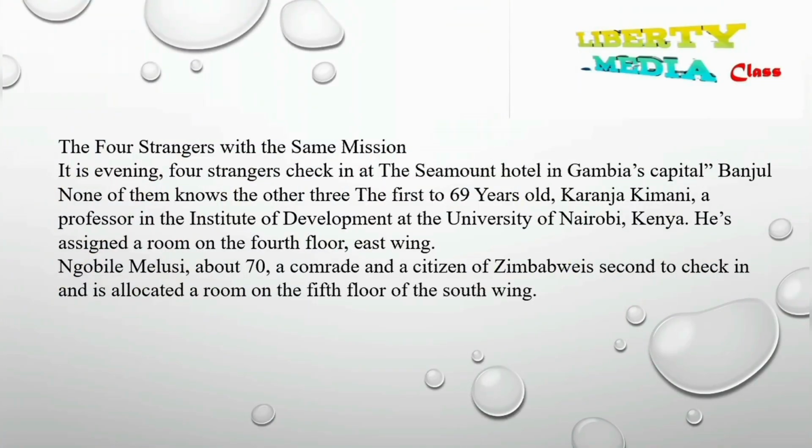Of course, the narrative begins with four strangers with the same mission. It is in the evening. Four strangers check in at Seamount Hotel in Gambia's capital, Banjul. None of them knows the other three. The first, 69 years old, Karanja Kimani, a professor in the Institute of Development at the University of Nairobi, Kenya, is assigned a room on the 4th floor, East Wing. Ngobile Melusi, about 70, a comrade and a citizen of Zimbabwe, is second to check in and is allocated a room on the 5th floor of the South Wing.